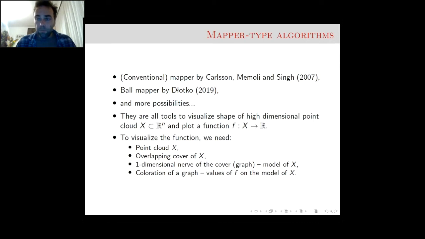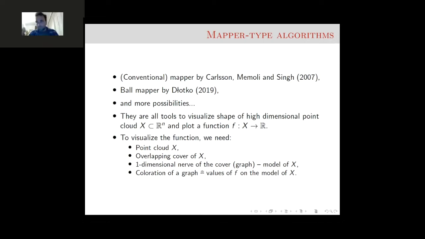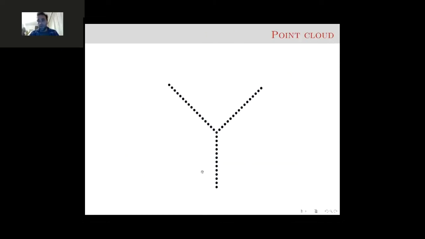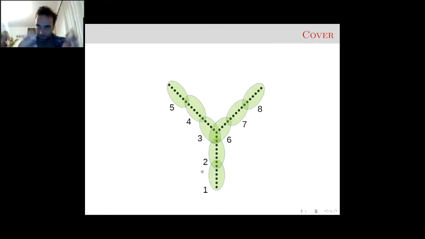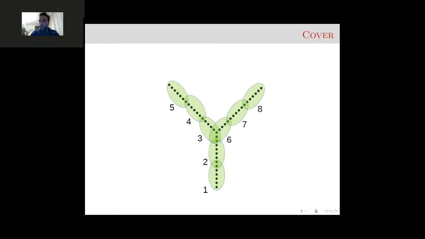So let's take a look at this on an example. If our point cloud happens to have the shape of the letter Y, what we want to do is build an overlapping cover. Here's one possible example of such a cover. The cover elements are enumerated with integers from 1 to 8, just so I can track them to vertices of the graph. And then I'm building a one-dimensional nerve.